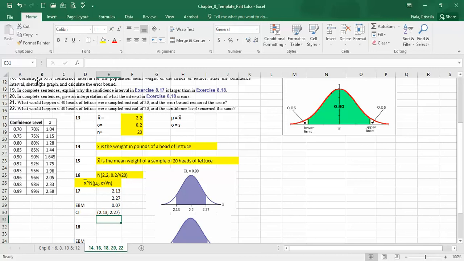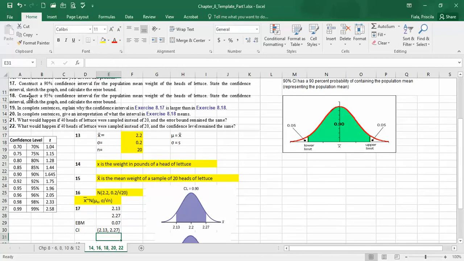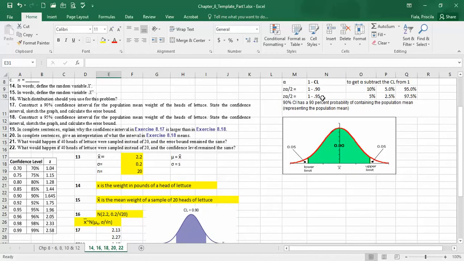And now we're going to do 18. 18 is asking to construct a 95% confidence interval for the population mean weight of the hazard lattice, and same thing, state the confidence interval, sketch the graph, calculate the error bound. So at 95%, 1 minus 95% is 5%. So for each tip of the bell curve, we have 2.5% here and 2.5% here. But since I already went over this and explained, we'll just cheat over here on this little table.